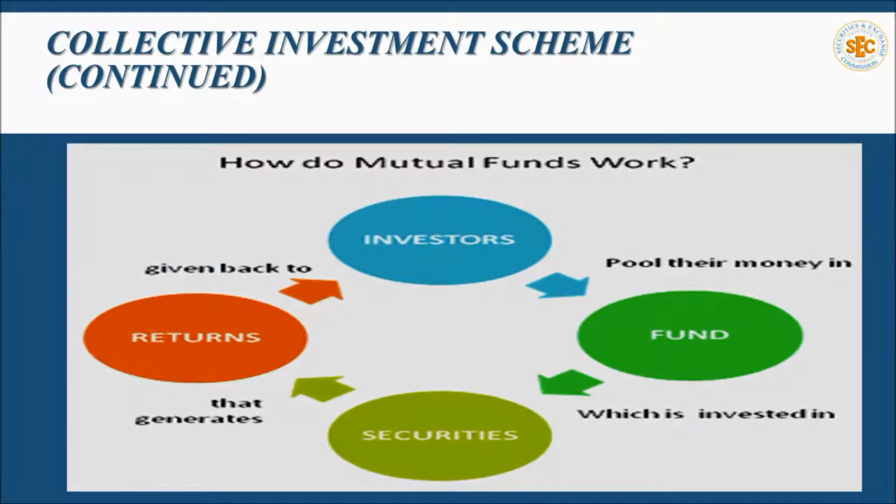This diagram shows how collective investment schemes work. Investors pool their money in a CIS which is managed by a fund manager. The fund manager purchases securities based on the investment objective of the fund. These securities in turn generate returns for the fund which will be given back to investors after the fund manager deducts their fees.